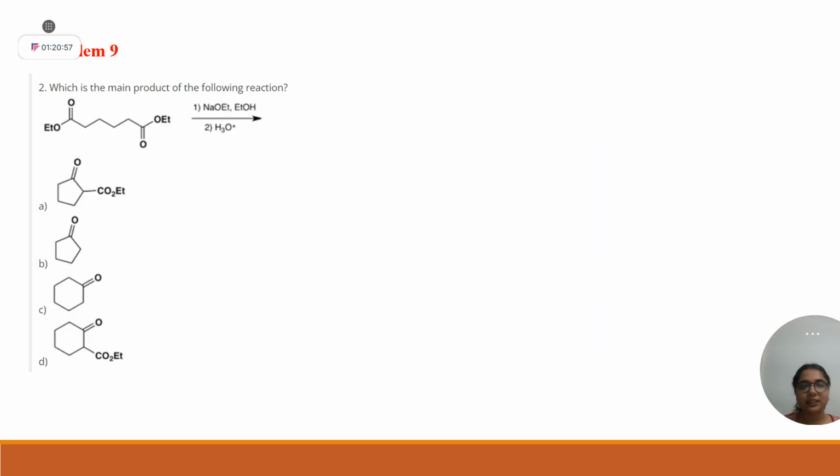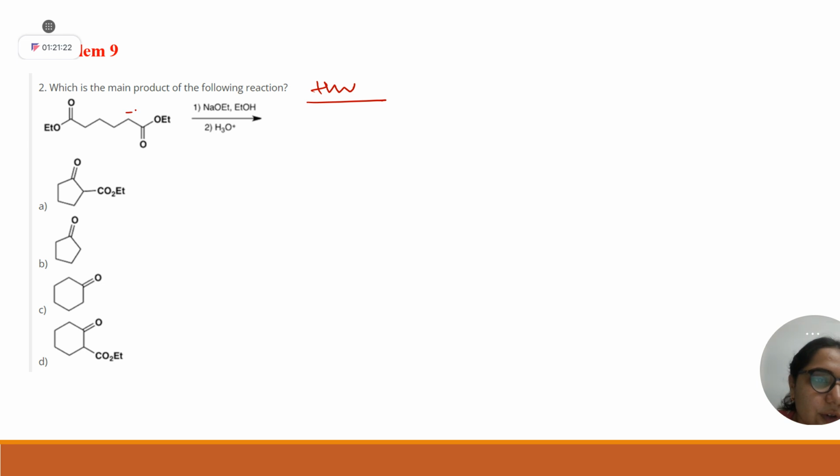Okay. Just by looking at the structure, what is the name reaction involved in this reaction? Claisen condensation. This is an intramolecular Claisen condensation reaction. Okay. What is the another name for intramolecular Claisen reaction? Dieckmann condensation. Exactly, Dieckmann condensation.